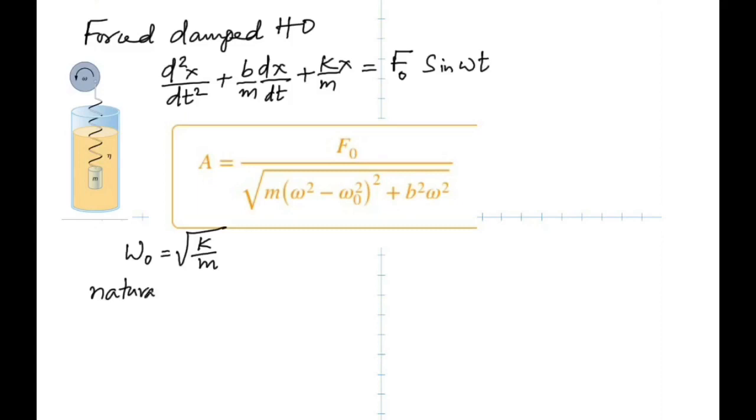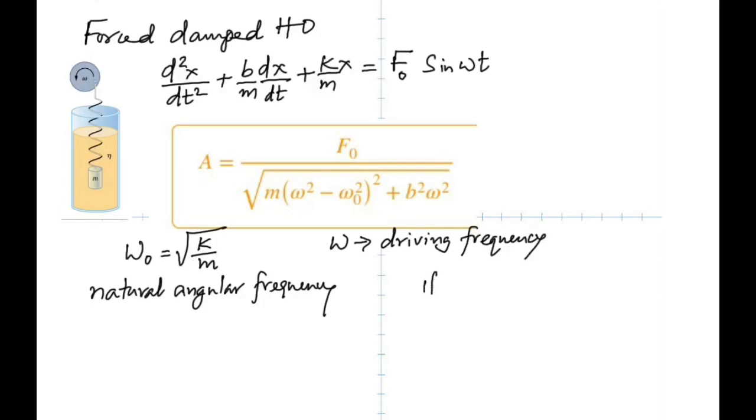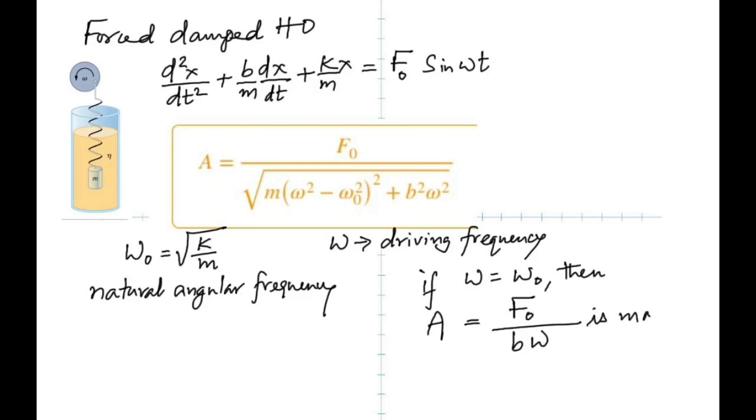Rest of the story. In this case, omega naught is the natural angular frequency. I just had to switch from omega to omega naught for this formula. Omega naught is the natural angular frequency, and omega is the driving frequency. And then I told you, if omega is equal to omega naught, then A becomes F by b omega, and that is maximum, and this phenomenon is called resonance. Isn't that what I said? Then I gave you several examples of resonance.